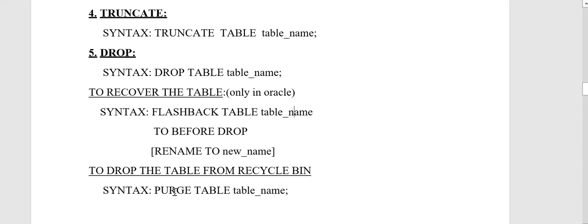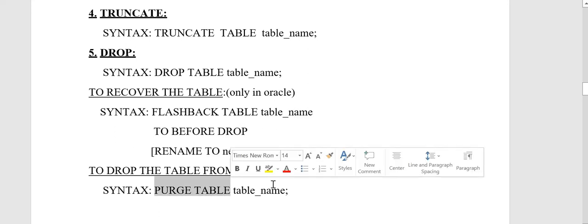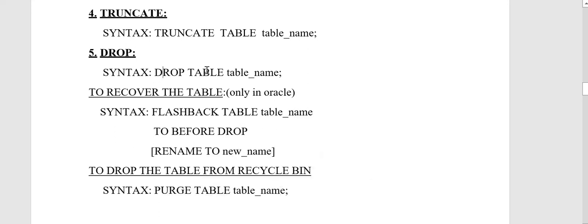Then we can't get it recovered if we use purge table table name. Once you use drop table table name, it will be deleted from the database, but it will be stored in the recycle bin, the same as in our PCs. When we delete any file, it is stored in the recycle bin, right? In the same way, in a database, if we delete, it will be stored in the recycle bin. So if you want to delete from the recycle bin also, you have to use purge table table name.